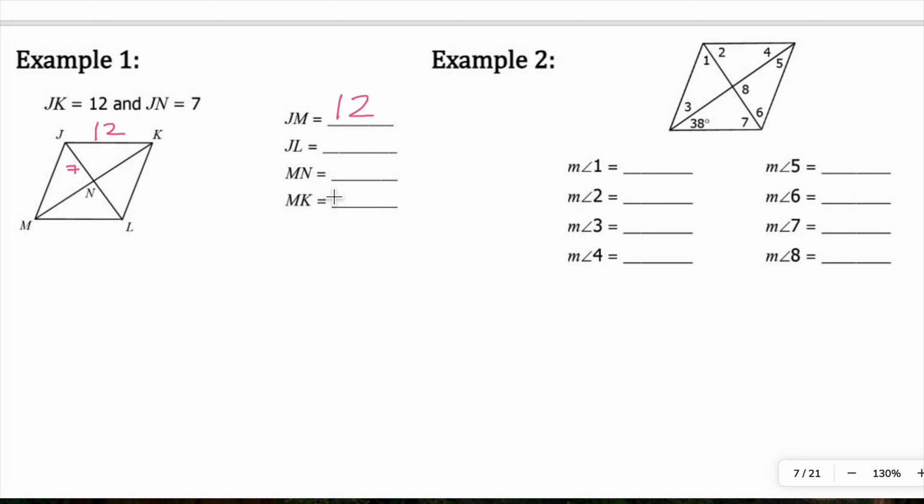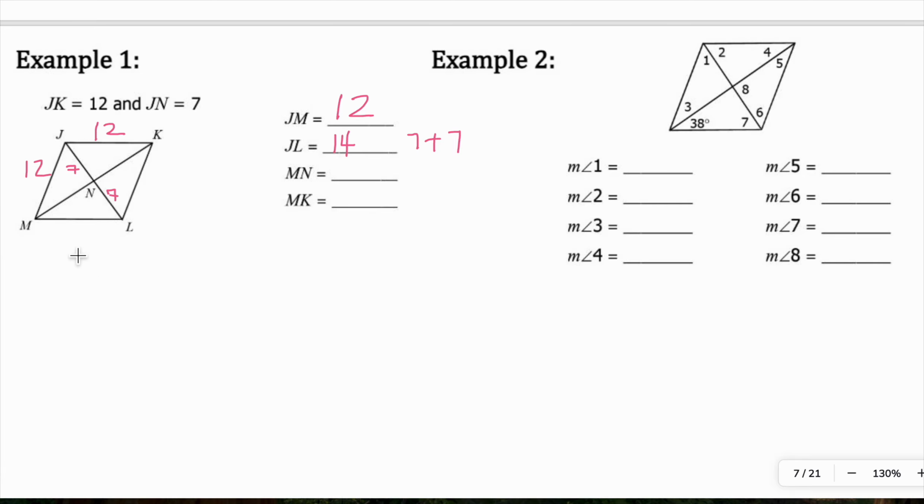MN, and then MK. Now let's talk about JL. JL is this longer piece here, and what I might recommend first is thinking about how diagonals bisect each other. So if JN is 7, that means NL would also be 7. So 7 and 7 would make 14.